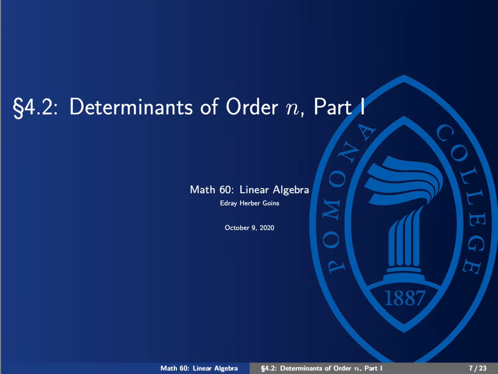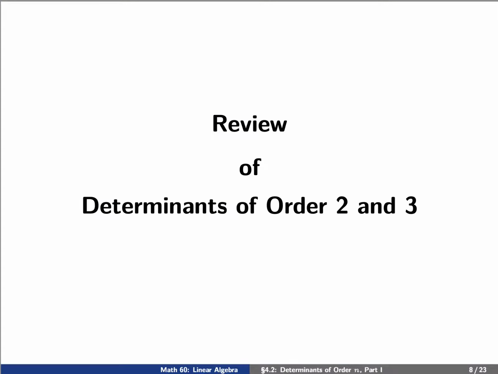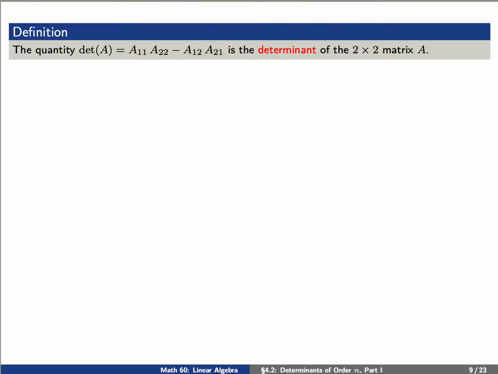Today will be the first in a two-part series about determinants of order n. To get some intuition behind what this means, let's first review properties of determinants of order 2 and of order 3. Let's start with the definition of a determinant for a 2 by 2 matrix. Given a 2 by 2 matrix A, the quantity A11 times A22 minus A12 times A21 is called its determinant.